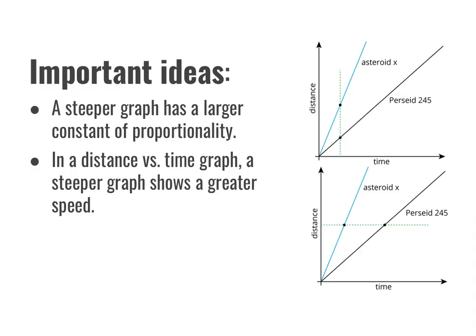The two most important ideas I hope you come away with from this lesson is that a steeper graph is going to have a larger constant of proportionality, or a larger value of K. And if we are working with a distance versus time graph like we were in both of these cases, a steeper graph is going to also show a greater speed. All right, go ahead and work on those journal problems, and good luck.